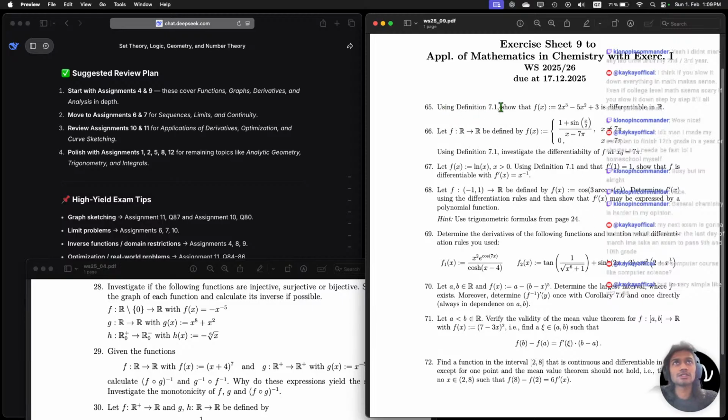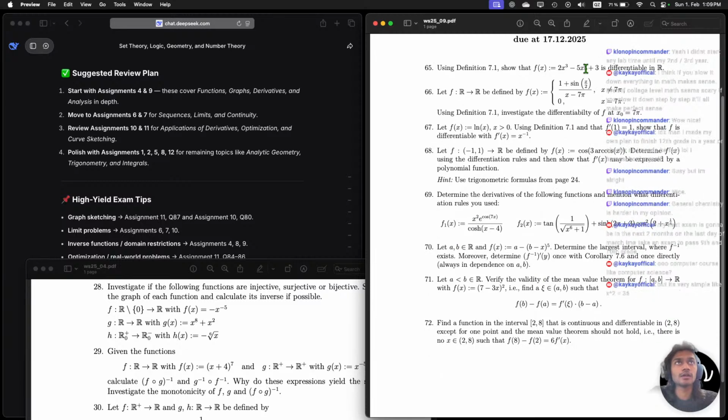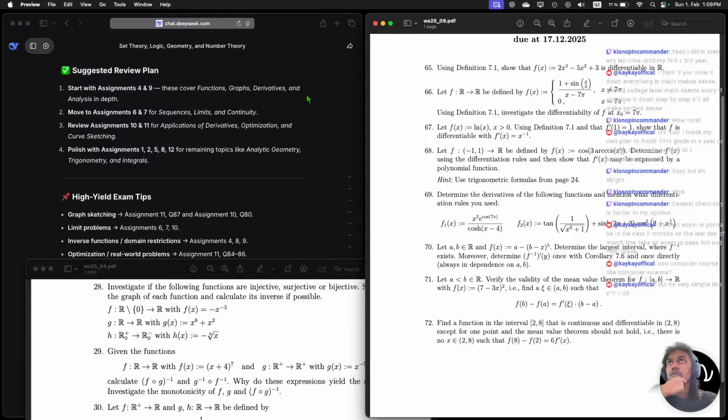Definition 7. Stop using stupid definition. Differentiable in R. Show that function is differentiable. Use definition 7.1. Investigate the differentiability of blah, blah, blah. Okay, what would these be? These functions, graphs, derivatives.